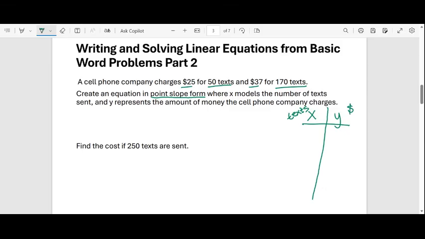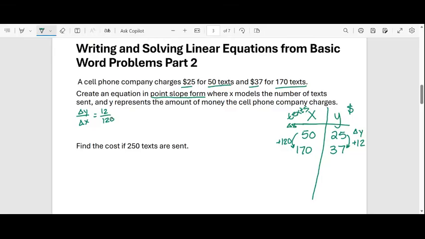So let's go ahead and plug in our points. It looks like $25 for 50 texts. Then we have $37 for 170 texts. Our change in y, our delta y, is going to be positive 12. From 25 to 37 was plus 12. And then our change in x, our delta x, is going to be plus 120. And we need our slope, which is our delta y over delta x. It's going to be 12 over 120.